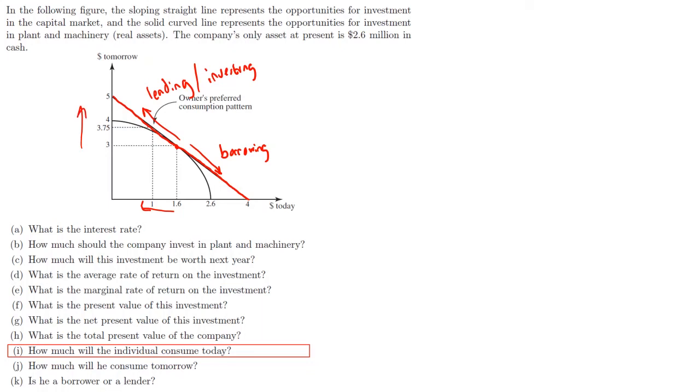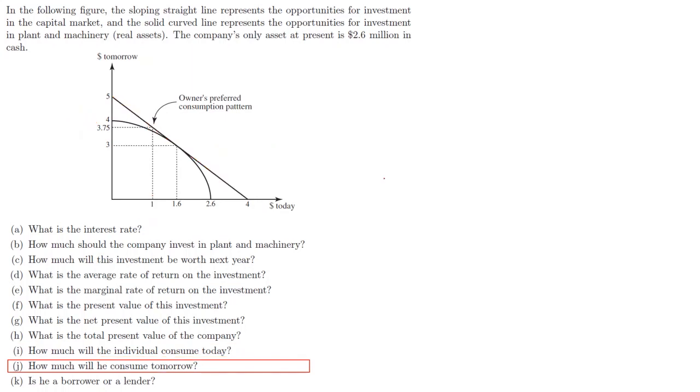So what we know from this example, or what we were being told, is that this is the owner's preferred consumption pattern. For whatever reason, this individual wants 1 million today and 3.75 tomorrow. Maybe they only need $1 million today to pay their bills, and they figure the rest they'll put in the capital markets, or maybe they need 3.75 tomorrow to pay a bill tomorrow, and they're okay with having one tomorrow. In either case, they're going to consume $1 million today.